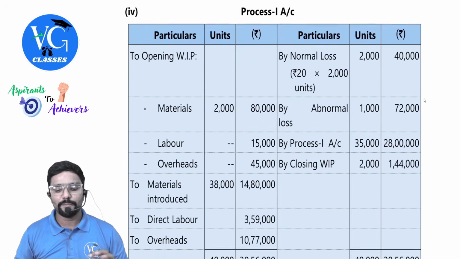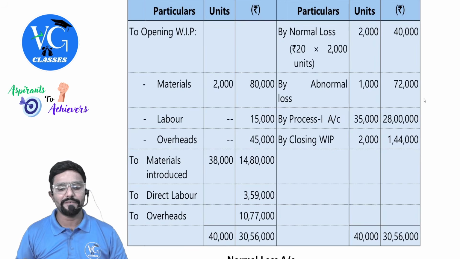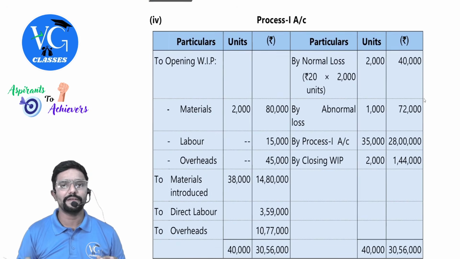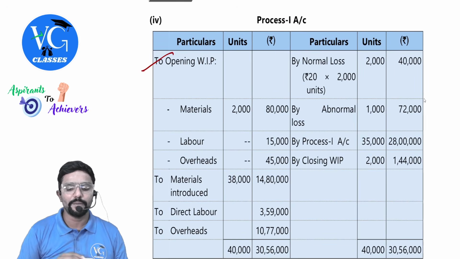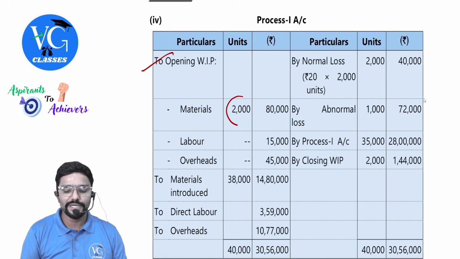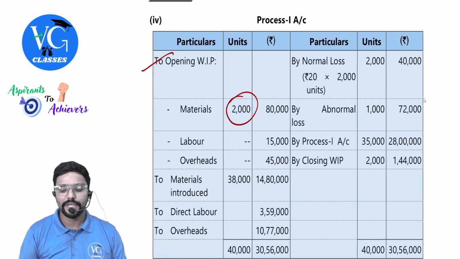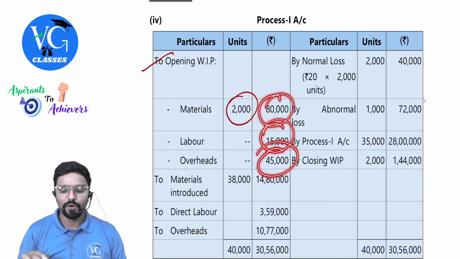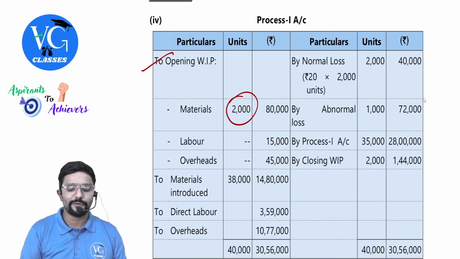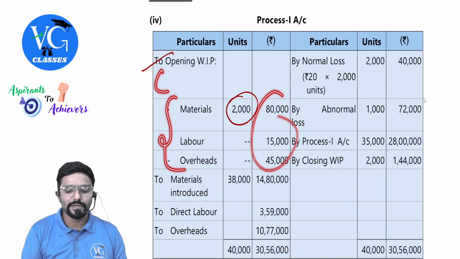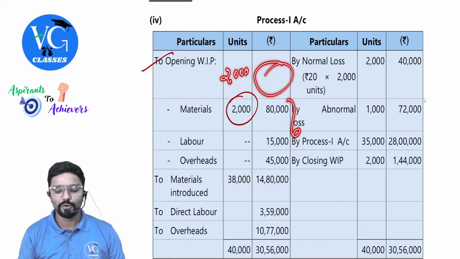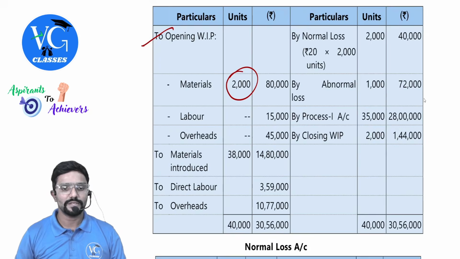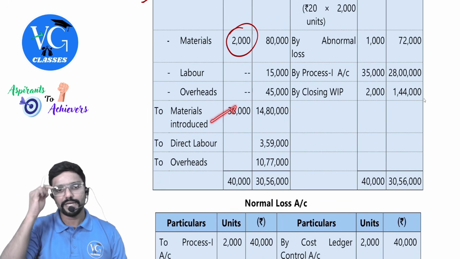Then coming to the last one, the process account, whatever values we have already derived in the statement of evaluation, we need to just place them here. First, opening WAP, which is already given in the question bank. The unit is 2000, the value of it is 80,000 material, labor 15, and overhead 45. If you have a shortage of time, you can club all this, and in the inner column, you can show the calculation of the amounts and straight away write the amount. In the units column you will write 2000 and amount you will write the total of this. Then material introduced during the period 38,000.